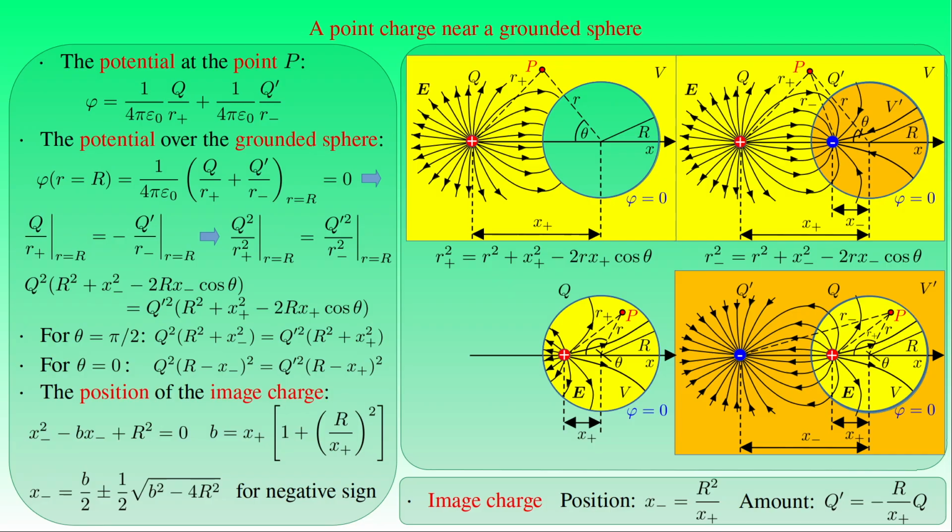We note that as the inducing charge q is brought closer to the sphere, the image charge q prime grows in magnitude and moves from the center of the sphere towards its surface. When the point charge q is just outside the surface of the sphere, the image charge q prime is equal and opposite in magnitude and lies just beneath the surface.